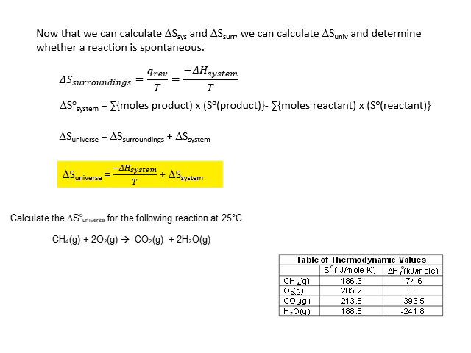Before we do the calculations, we know that this reaction is spontaneous based on our experience with Bunsen burners. And based on the second law of thermodynamics, we thus expect the entropy change for the universe for this reaction to be positive.